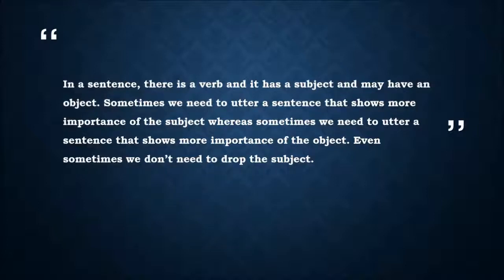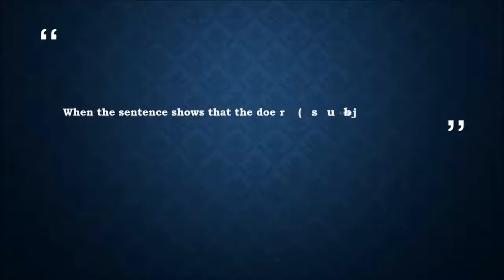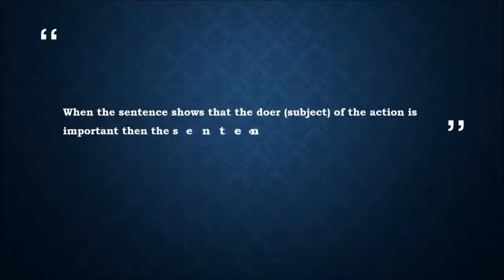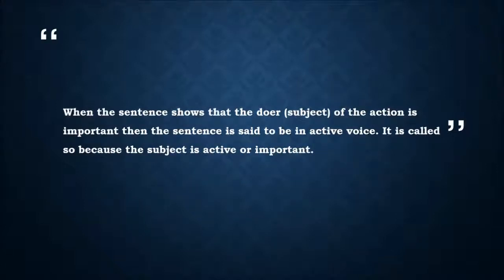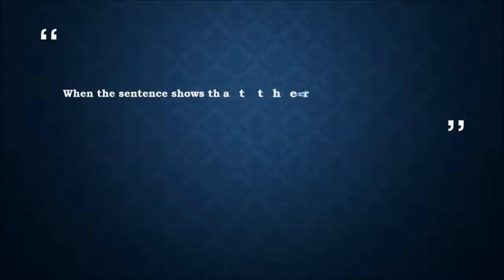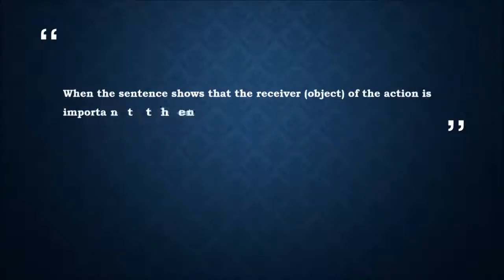When the sentence shows that the doer, the subject, of the action is important, then the sentence is said to be in active voice. It is called so because the subject is active or important. When the sentence shows that the receiver, the object, of the action is important, then the sentence is said to be in passive voice. It is called so because the subject is passive or unimportant. Though the sentence may be in active voice or in passive voice, its meaning is the same.